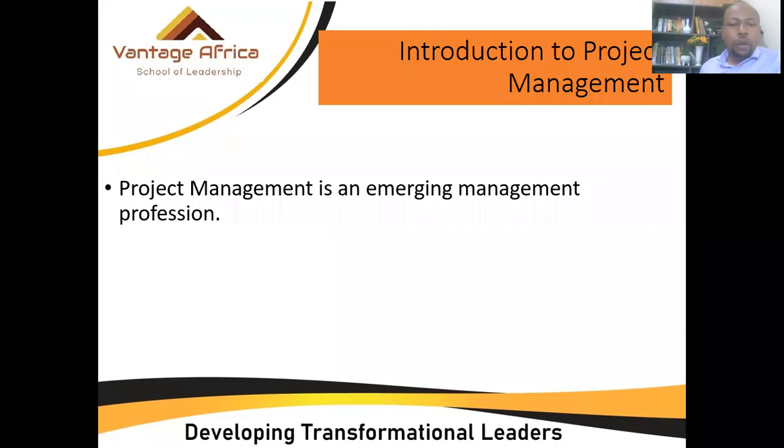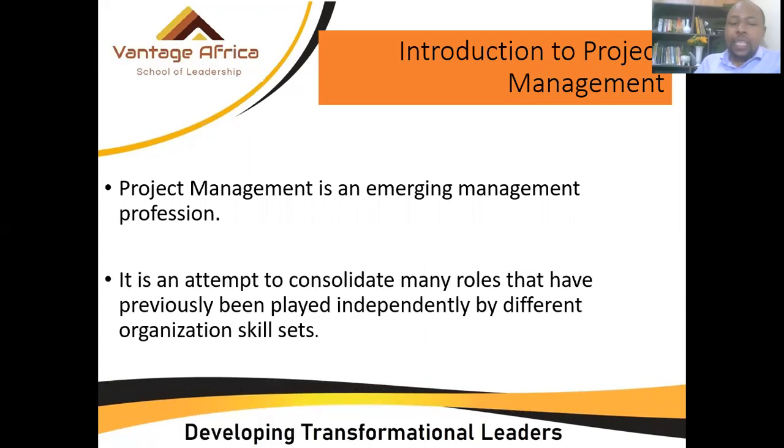Now, project management is an emerging management profession. It hasn't always been there. It's not like human resource or finance that have been there for ages. Project management is something that is emerging, okay? And we are seeing that it's an attempt to consolidate many roles that have previously been played independently by different organizational skill sets.